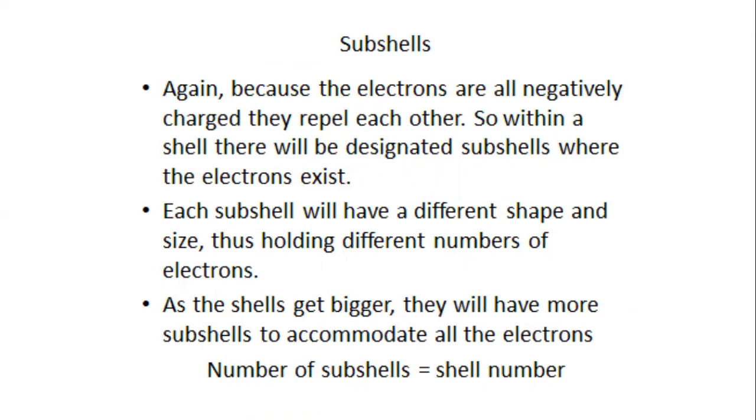Again, because electrons are all negatively charged, they repel each other. So even within a shell, they will be designated to subshells where they can exist. Each subshell will have a different shape and size, and thus will be allowed to hold different numbers of electrons. Same thing, as the shells get bigger, they will have more subshells. So shell 1 will have fewer subshells than shell 2. So just think of it as like a large box that we put a smaller box in, and a smaller box in, and a smaller box in. We're now talking about that second level, which is the subshell.